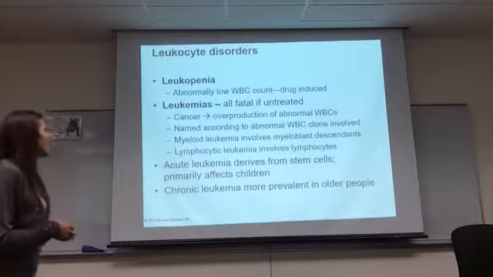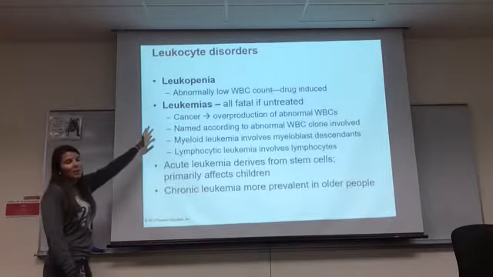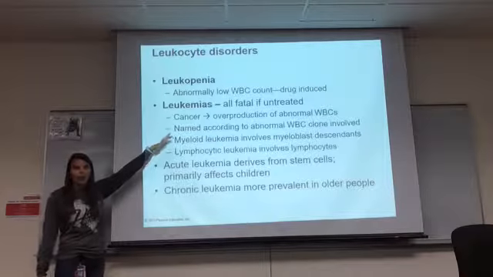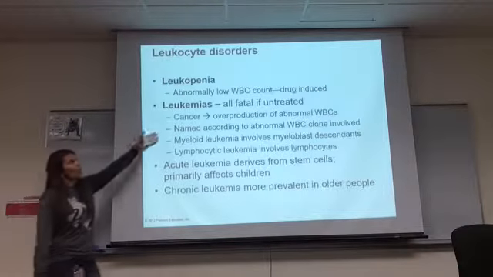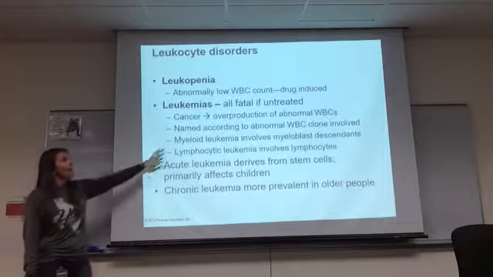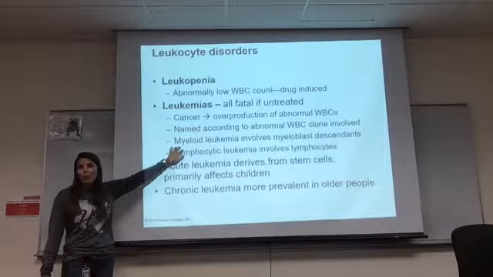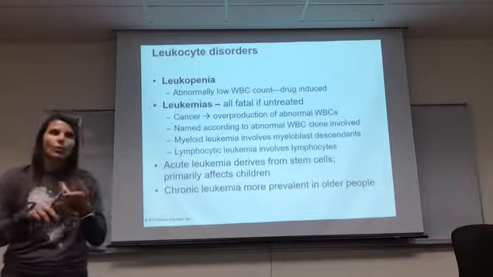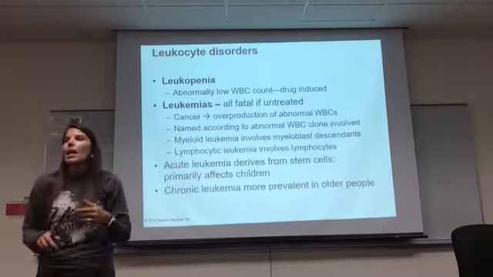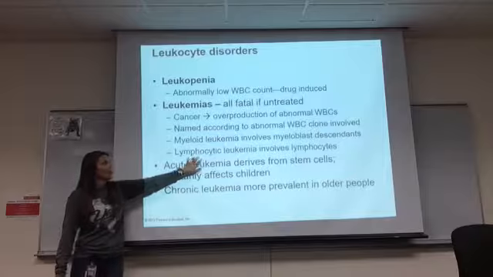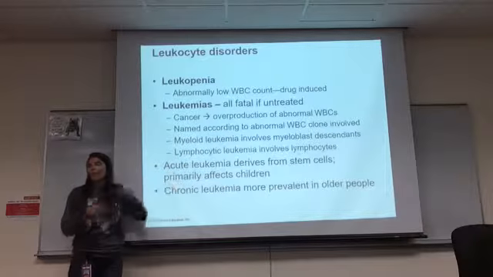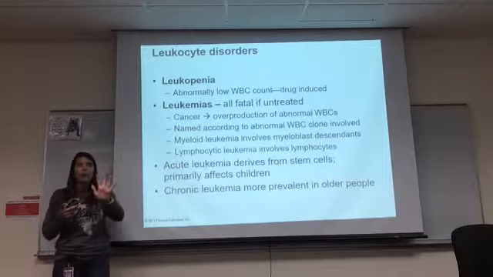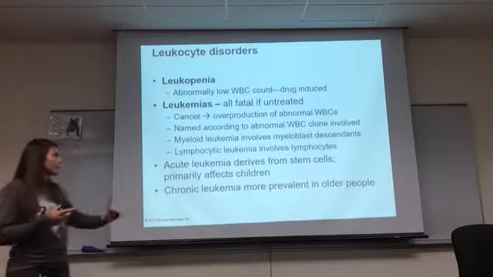Okay, so anytime it's a cancer, we already know that we're making too many and they're immature, so they're not carrying out their job. Named according to the white blood cell that they're using. Anything that's myeloid leukemia is going to be neutrophils, basophils, eosinophils, or monocytes. If it's lymphoid or lymphocytic leukemia, then that's going to be your T cells, B cells. Remember, you have 5 types of leukocytes.